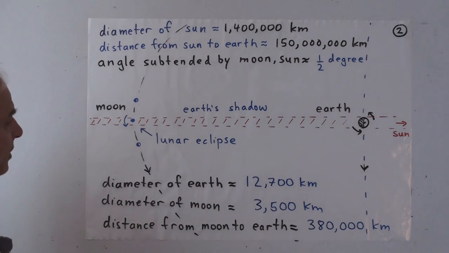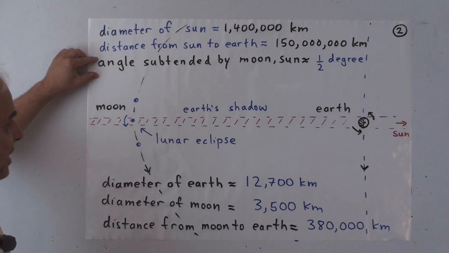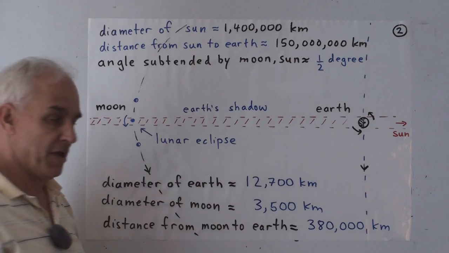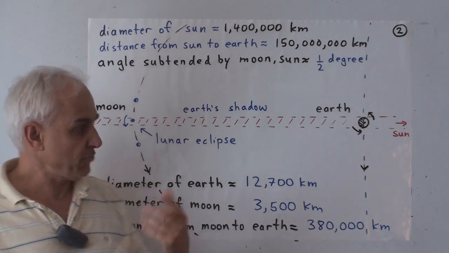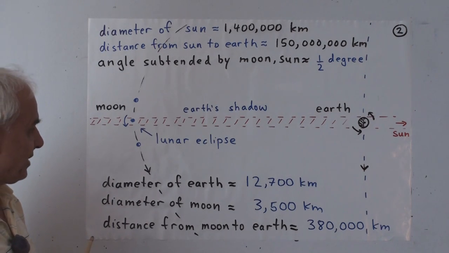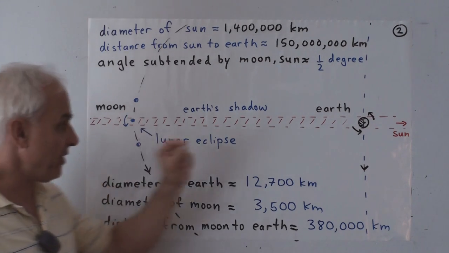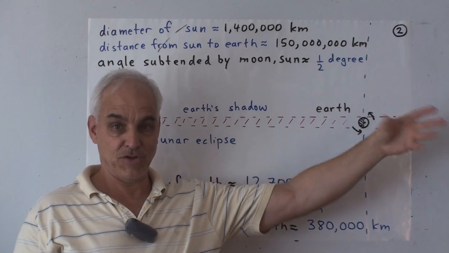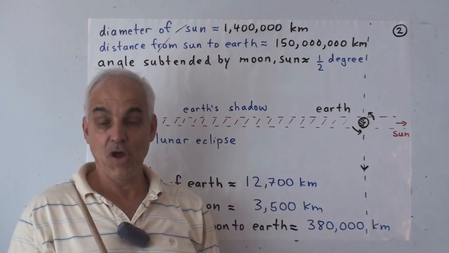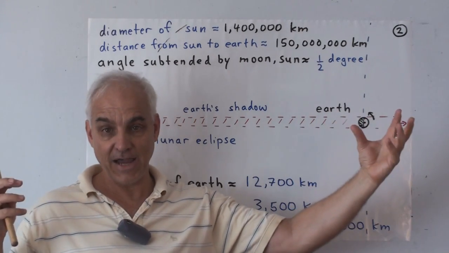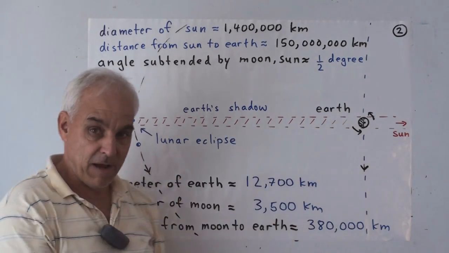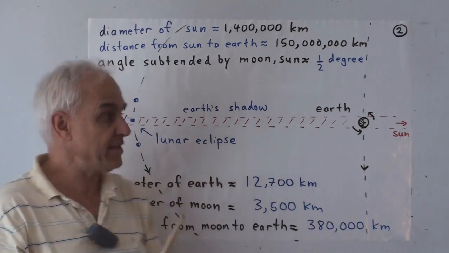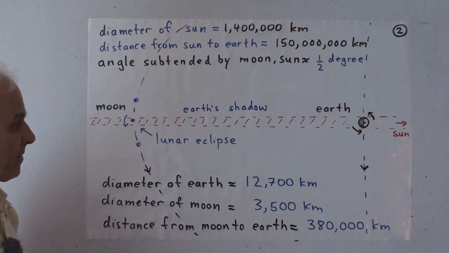Another interesting fact is that the angles subtended by the moon and the sun are roughly the same. They're both about 1/2 degree. So it's a rather remarkable coincidence that this small moon and this huge sun, the two main objects that we can see, are roughly the same size as we look at them. So in other words, the angle subtended by both of them is roughly equal, and that's about 1/2 degree.